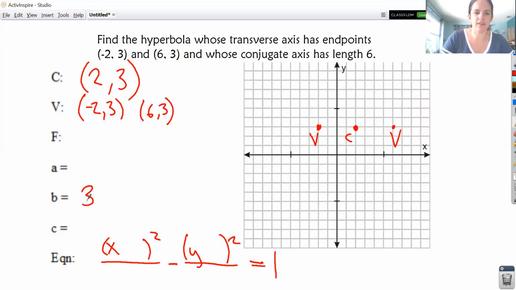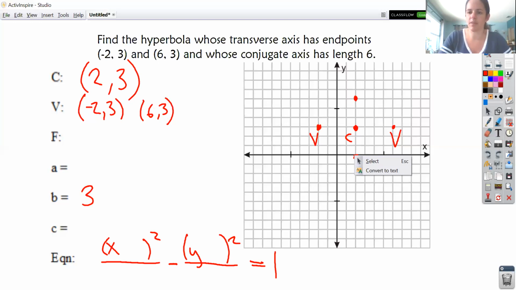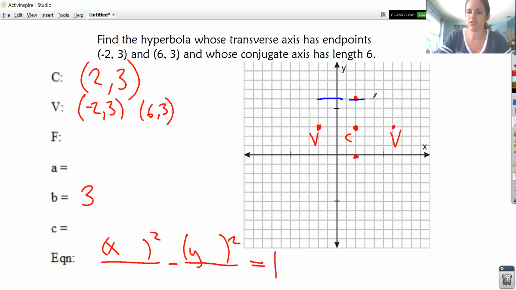And then if the conjugate axis has length 6, then that's 3 units each way. So I can move up 3 and get to one endpoint, and I can move down 3 from the center to get to the other endpoint of the conjugate axis. The conjugate axis doesn't show up in the picture other than that it creates, if we draw the rectangle, the size of the rectangle, which tells us how steep or shallow the hyperbola is going to open.